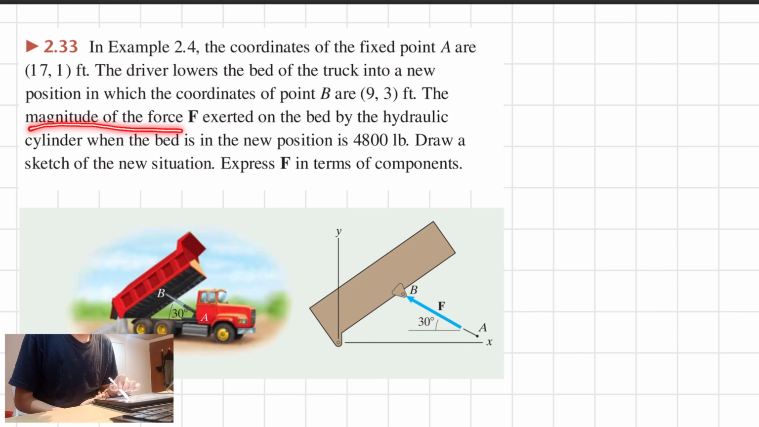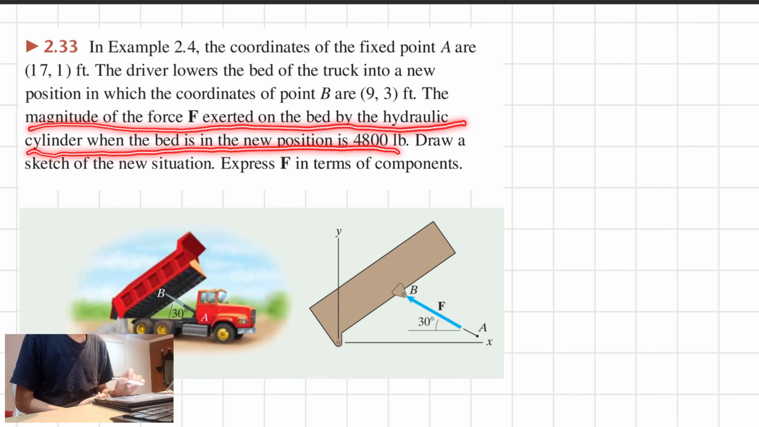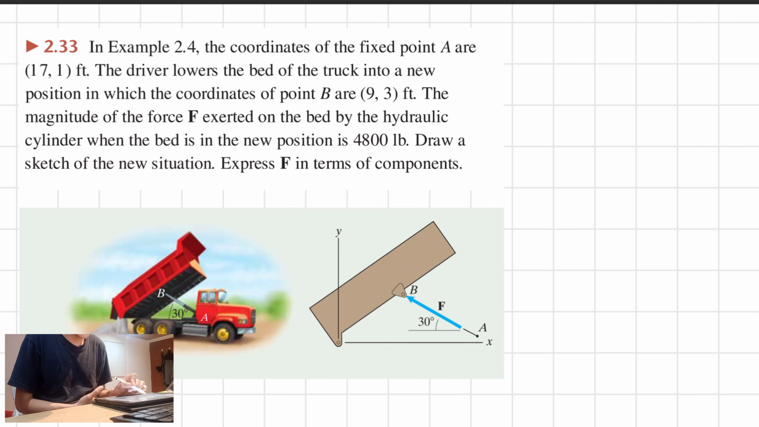The magnitude of the force F exerted on the bed by the hydraulic cylinder when the bed is in the new position is 4,800 pounds. Draw a sketch of the new situation. Express F in terms of components.